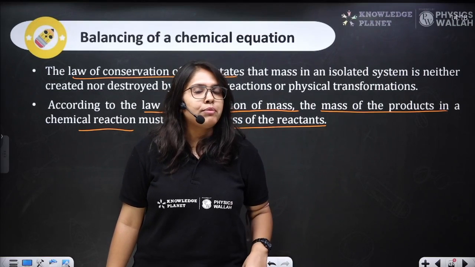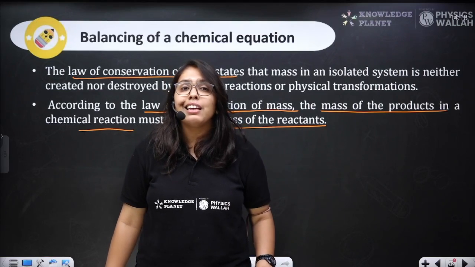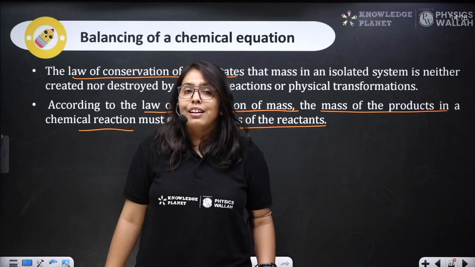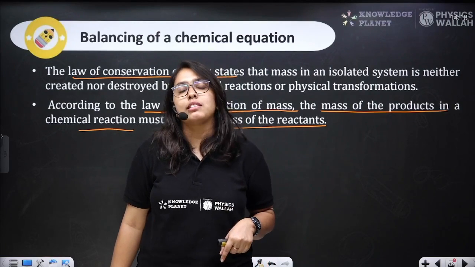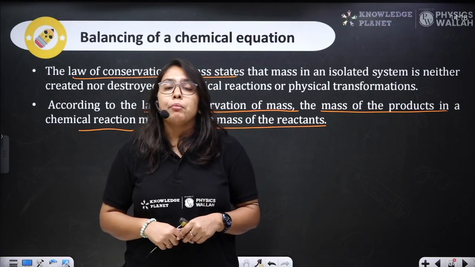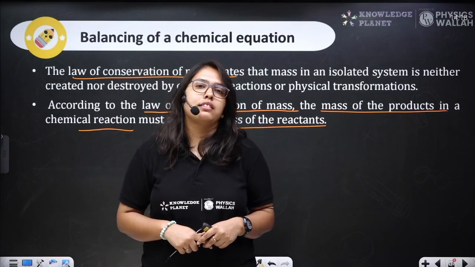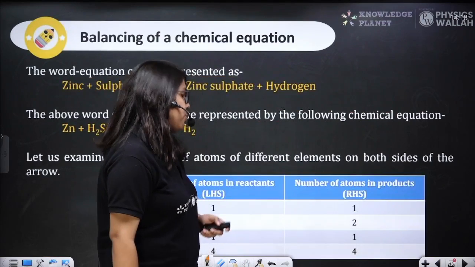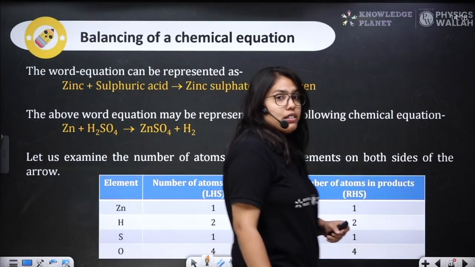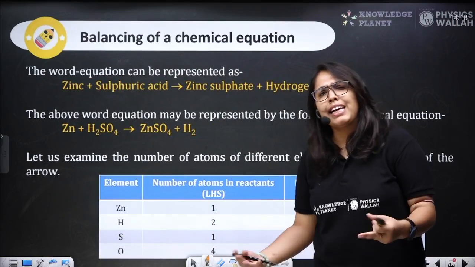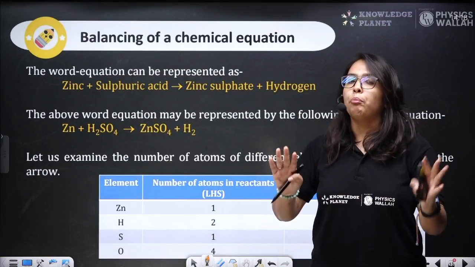So what do you observe? What do you understand over here? That the number of atoms of elements present on the reactant side must be equal to that on the product side. How do we achieve it? Now that again is a task, but a very easy task if understood properly.